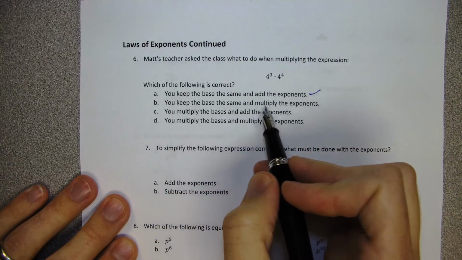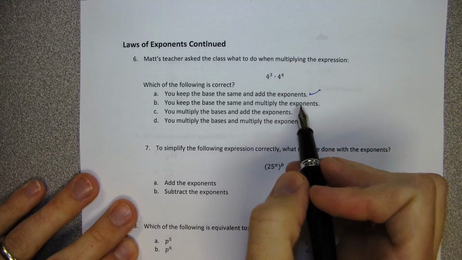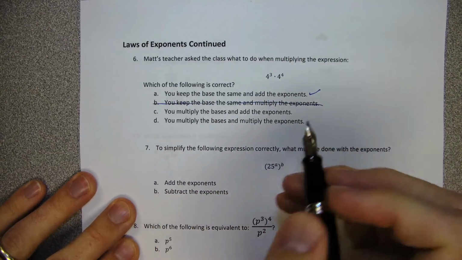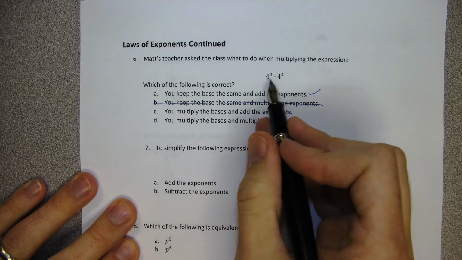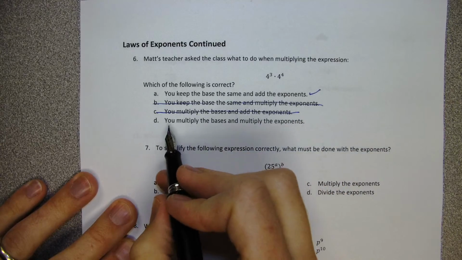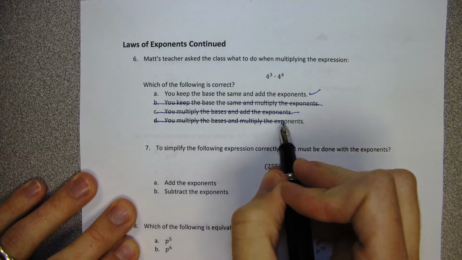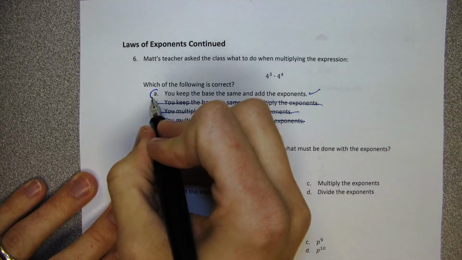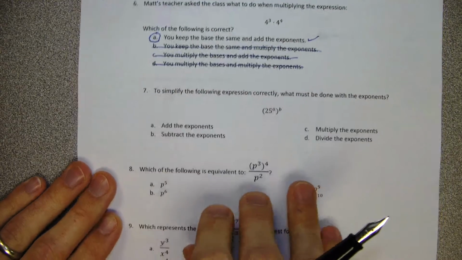You keep the base the same and multiply the exponents. Well, notice we're multiplying powers of a common base, so we're not going to multiply the exponents. That can't possibly be right. You multiply the bases and add the exponents. Well, we know bases stay the same, so that can't possibly be right. You multiply the bases and multiply the exponents, which is just completely ridiculous. We've never done anything like that. It has to be A. Okay. Let's try the next one.